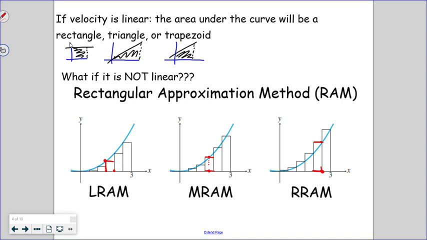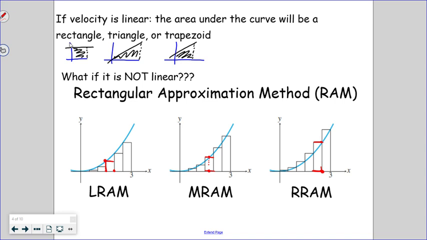Now, looking at this, it seems like, well, why would we use anything other than MRAM? Doesn't MRAM look like a way better approximation for the area under that curve than L or R? Guys, not all your curves are this shape. Sometimes MRAM is going to be the best. Sometimes with whatever curve it is, L or R will be better. And we won't use it a ton because eventually we're going to move on to something even more effective than this. But this is kind of the foundation for where we are headed.